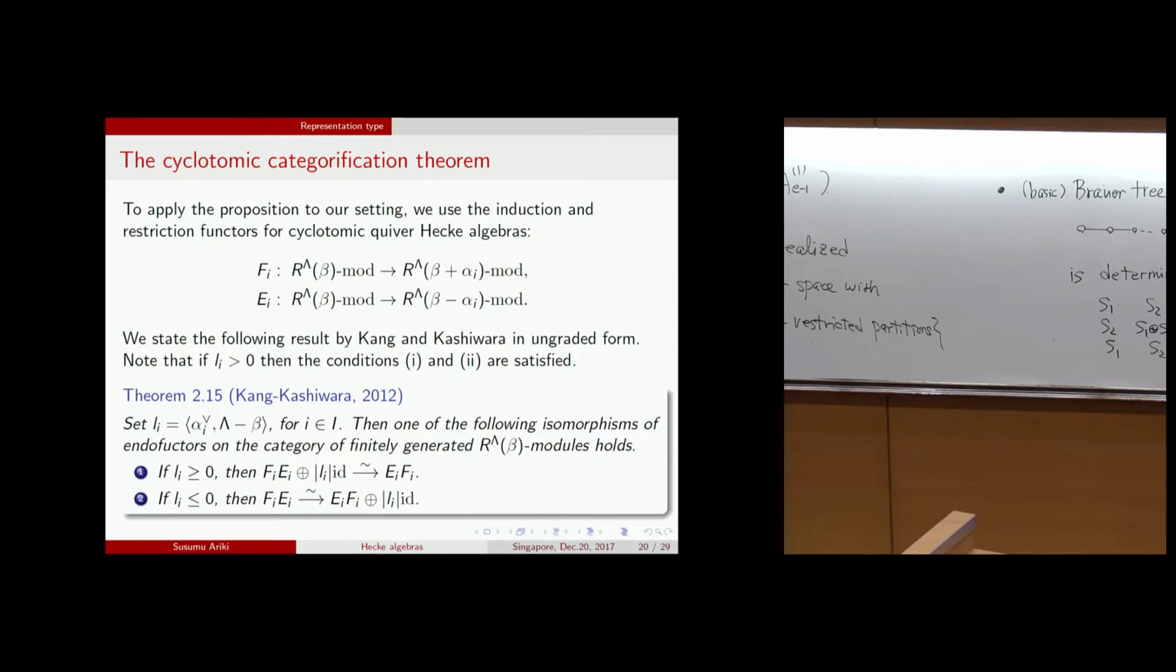So let r be the scalar product of the coroot alpha_i and lambda minus beta. Then one of the following isomorphisms of functors on the category of finite dimensional R lambda beta modules holds. The first is, if r is non-negative, then this isomorphism of functors holds. And if r is non-positive, then this holds. A special case for the cyclotomic Hecke algebra was proven by Chuang and Kessar years ago. And this is a generalization of this.